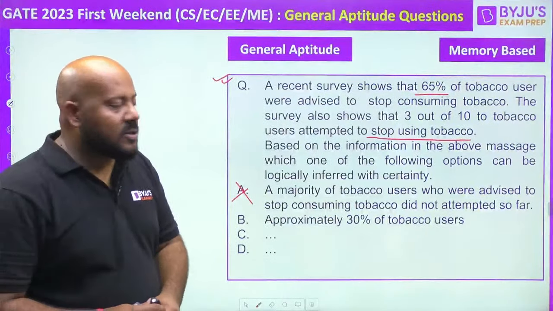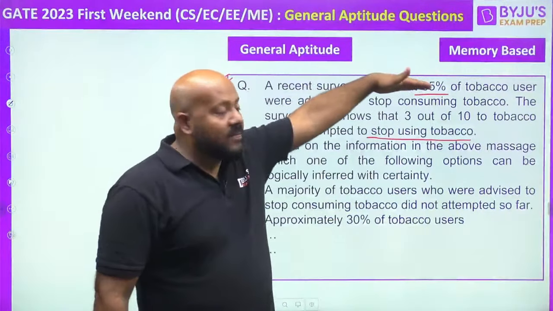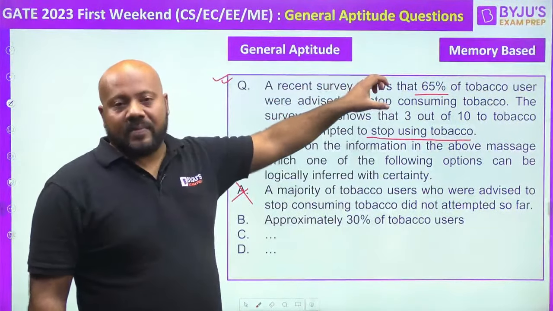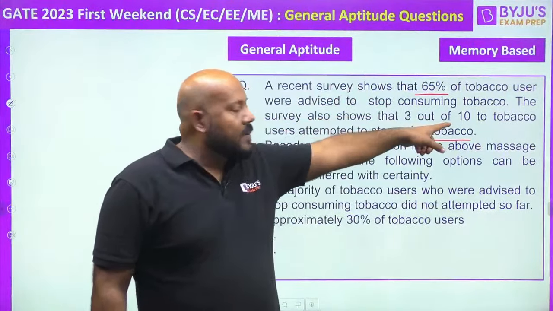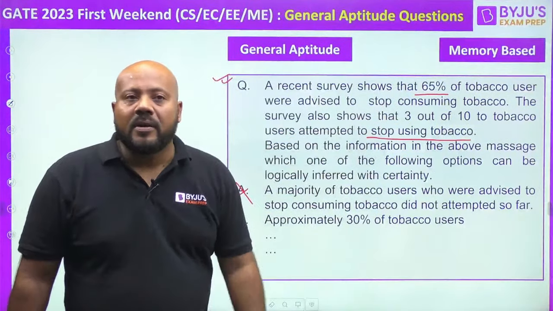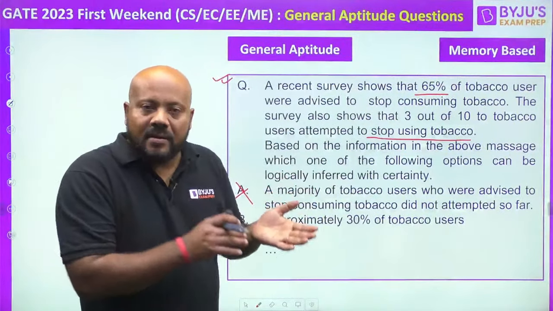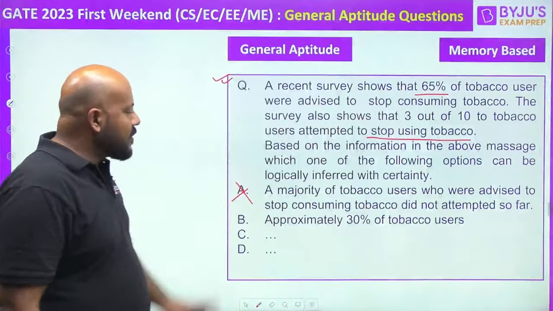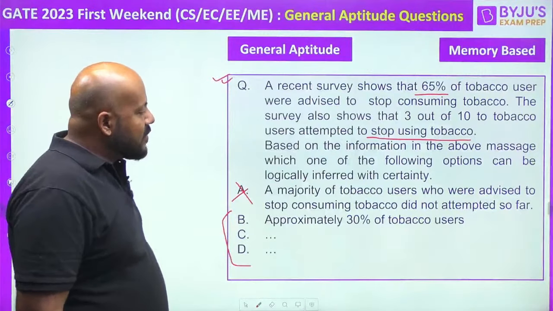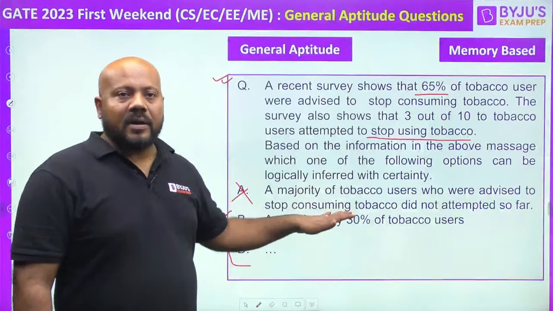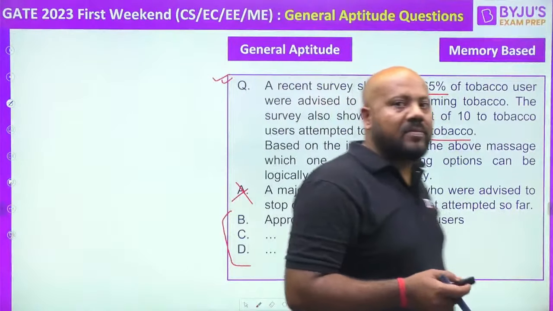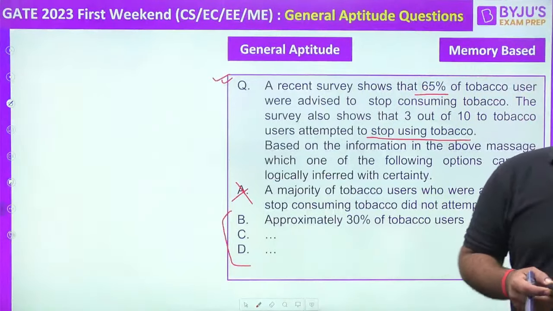It is not majority. 65% of people have been advised to stop consuming tobacco. Out of those, 3 out of 10, it means 30% of people attempted to stop using tobacco. So it is not a majority number. It is a small number, a minority number. So A is wrong. And for B also, the statement is not 100% complete, so we cannot judge about it. But I hope you understand how you have to proceed in this question. If you have the options for this question, please share with me. Do you have the other options?